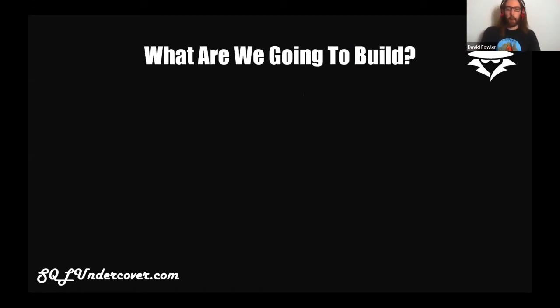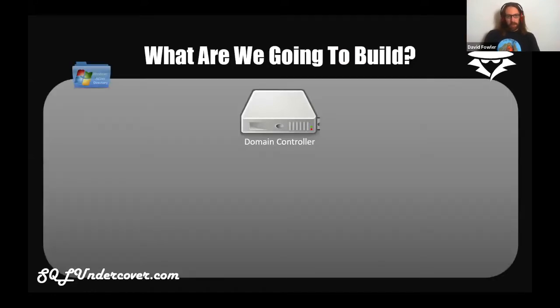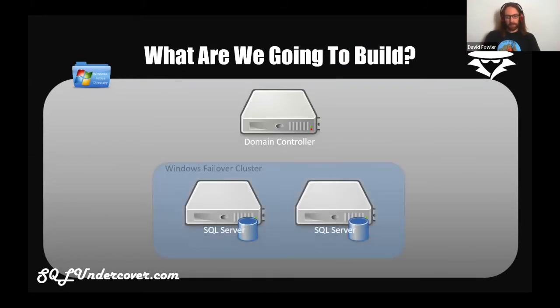So with that out of the way, what are we actually going to be building today? We are going to start off by building ourselves a domain controller. We're going to set up a Windows Active Directory domain. We're going to spin up a couple of SQL servers. We're going to build a Windows failover cluster. And finally, we're going to set ourselves up an availability group. So there's quite a bit there to go into.